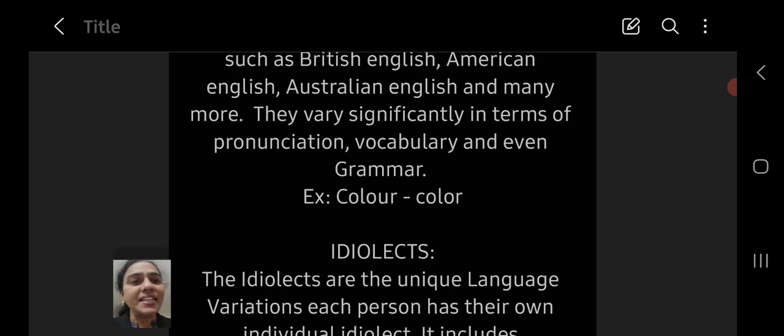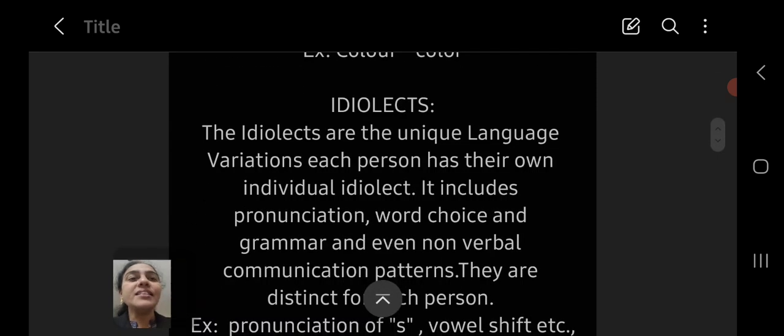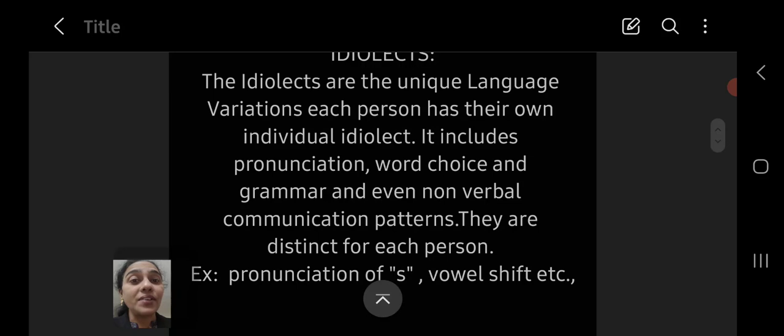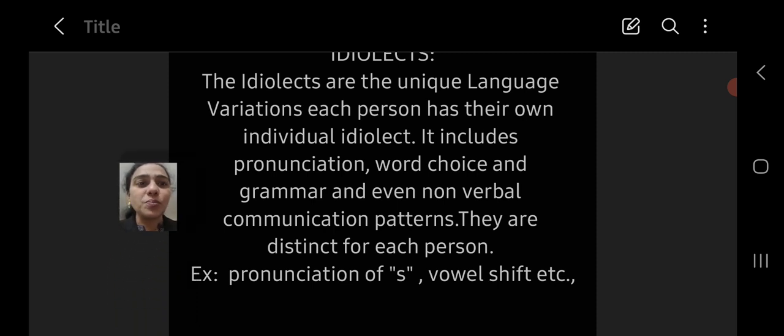What do you mean by idiolect? Idiolects are the unique language variations each person has in their own individual dialect. Got it? So it includes pronunciation, word choice and grammar, and even non-verbal communication patterns. They are distinct for each person.